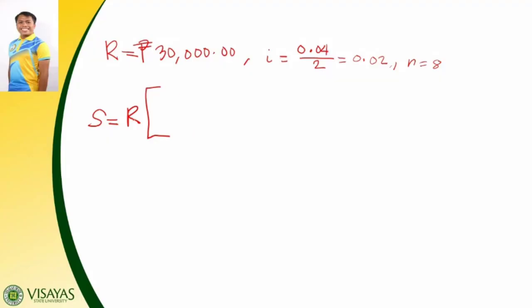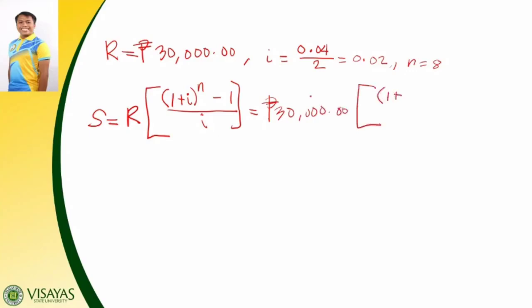Anyway, so here, S is equal to R, quantity 1 plus I, raised to N minus 1, over I. I hope that you have with you your copy of the formula. So substituting all the values, ang ato R is 30,000, and then 1 plus our I here is 0.02, then ato N is 8, minus 1, over ato I is 0.02 still.